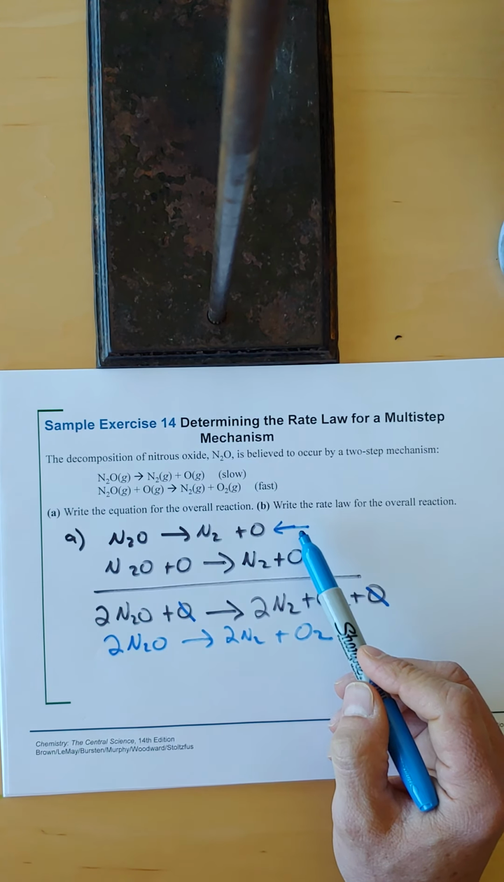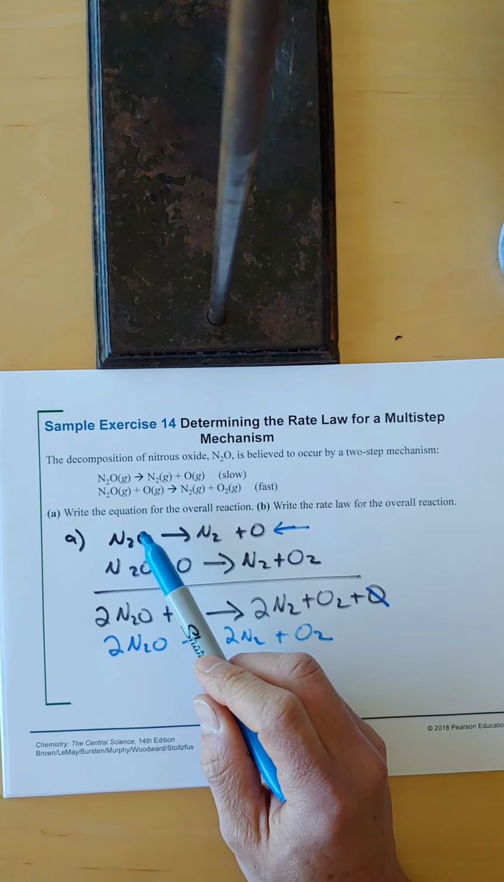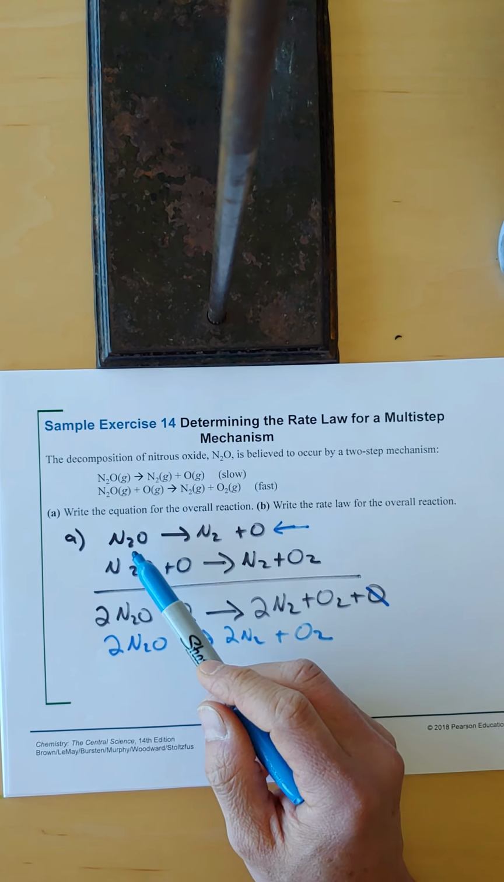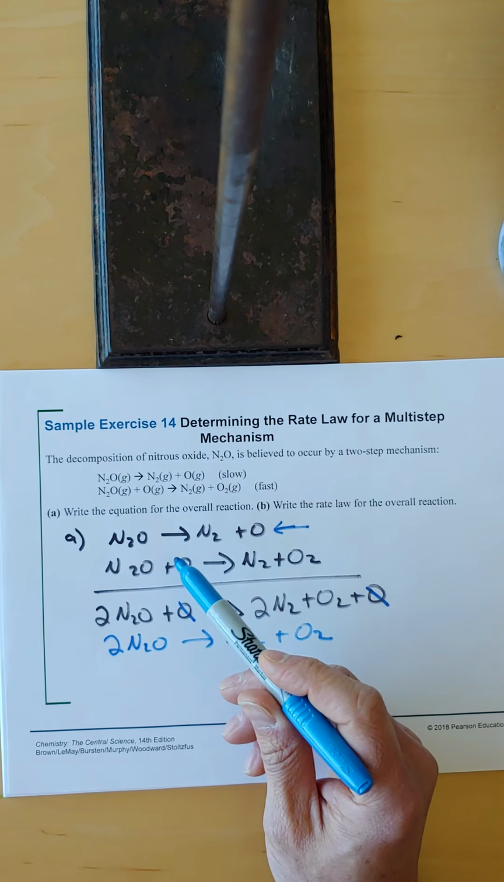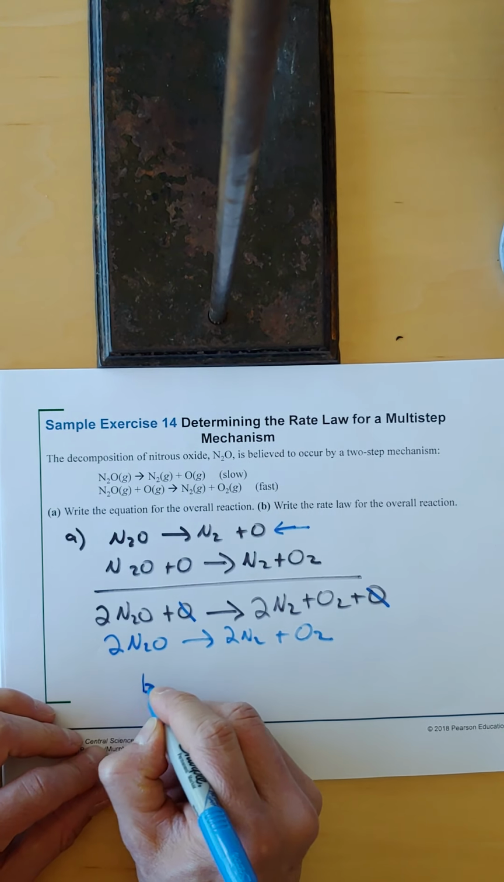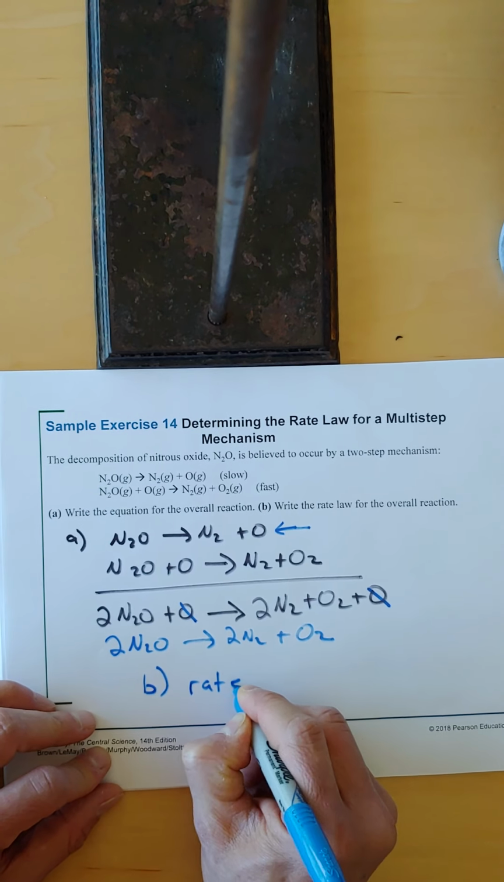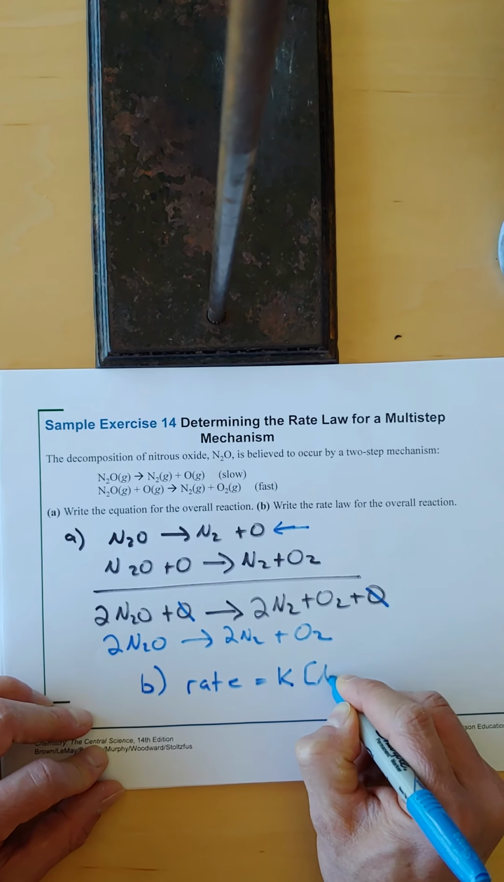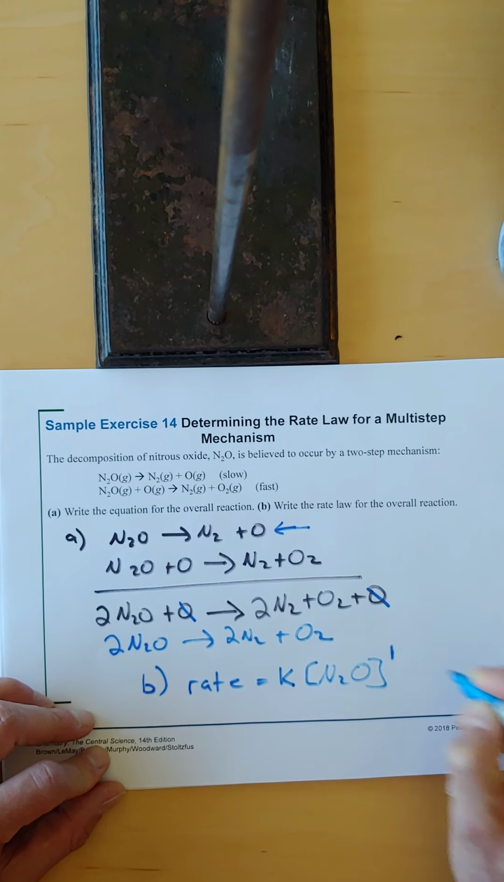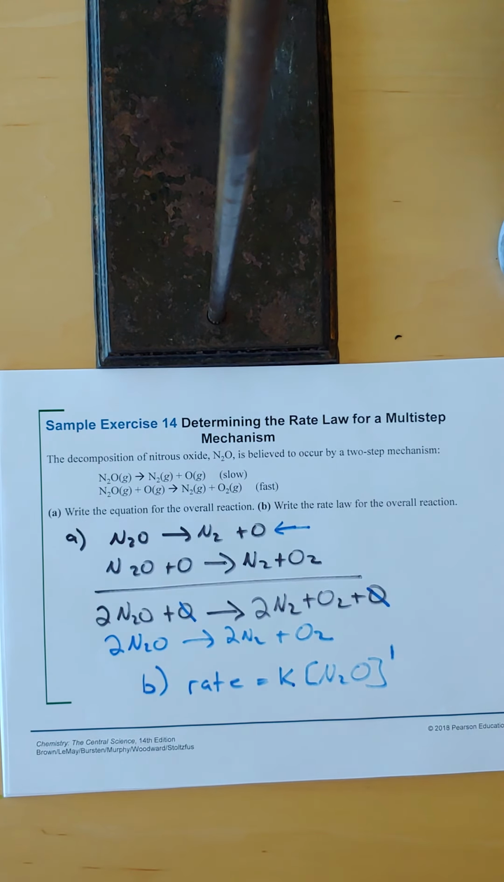Well, our slowest step is a unimolecular reaction. So that's a single elementary reaction, and it's unimolecular, so that would be first order. So our overall rate is equal to k times the concentration of N2O raised to the first power. That would be our first order rate law for the decomposition of N2O. Even though the second step is bimolecular, the first step is the rate determining step, and so that's where we get our overall rate. Okay? That's if we have a slow step initially.